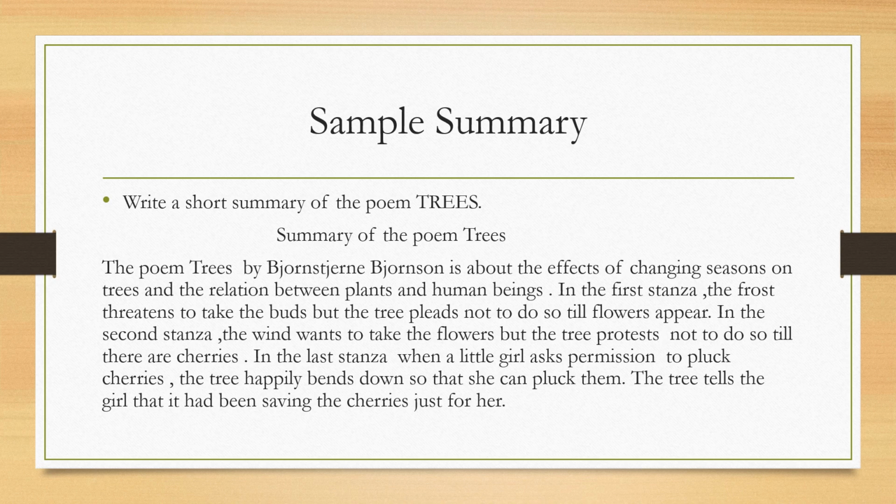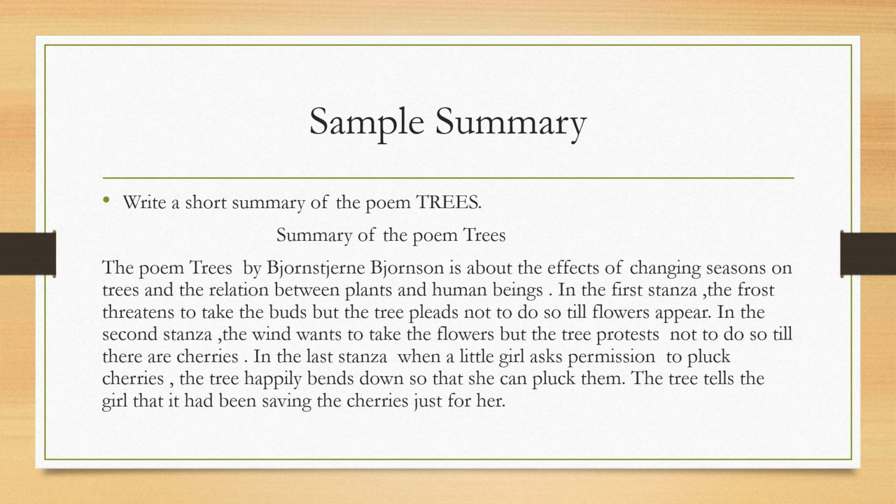Now you see the name of the poet is Bjornstjerne Bjornson. So you know he was a Norwegian writer, and even if we don't know the correct pronunciation, we can just learn the spelling. And we should mention the name of the poet in the summary. The first thing is we mention the title of the poem, then we mention the poet, and then we have a sentence which includes the main point of the poem.